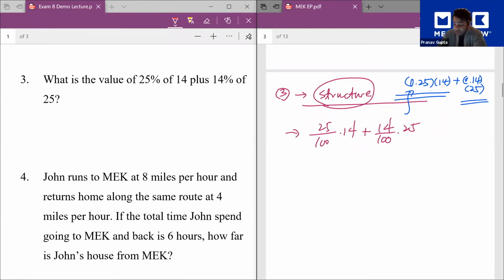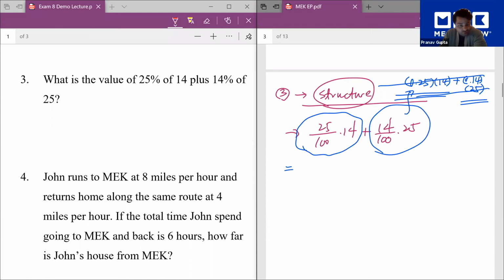99% of the time, decimals are not recommended to be used on a standardized test. Use fractions. Why? Because you can simplify. It's hard to simplify when you're dealing with decimals. Then you should notice here, this is identical to this, right? They're both 25 times 14 over 100, 25 times 14 over 100.